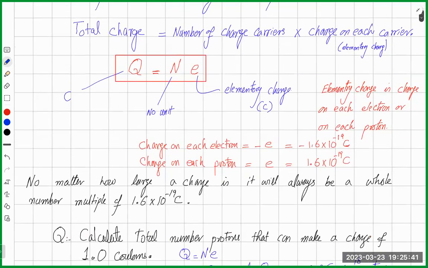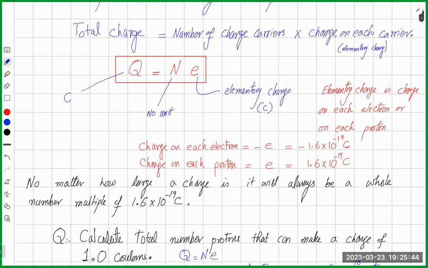So here's a question. Calculate the number of protons that can make a charge of 1 coulomb. How many protons can make a total charge of 1 coulomb? So remember, each proton has a charge of 1.6 into 10 to the power minus 19 coulomb, and we have to make a total of 1 coulomb. How can we find the number of charged particles? Any ideas?